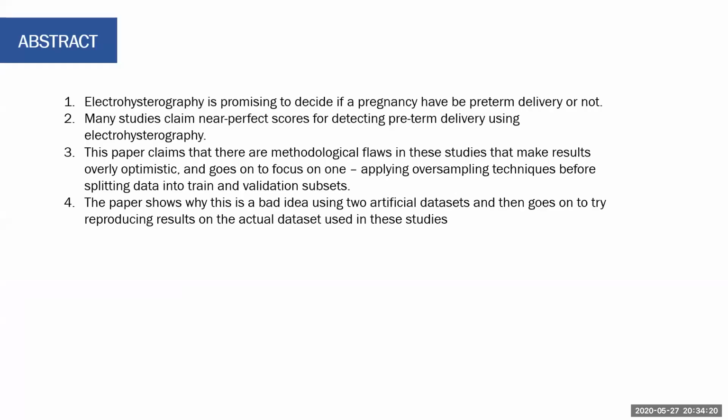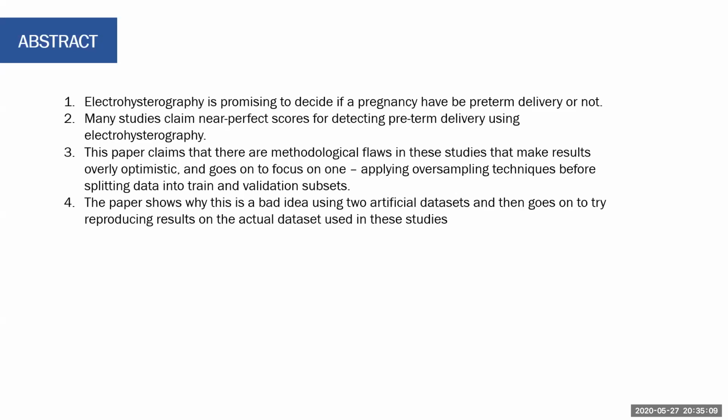Now, the abstract of the paper and the theme really is dealing with pregnancy studies, particularly the electrohysterography technique, which helps doctors determine whether a pregnancy is going to be preterm or not. And the thing about preterm pregnancies is that there is danger for the fetus involved if the delivery is preterm. Now, a lot of machine learning studies that have done research on using electrohysterography have reported very good results, near perfect results. And we'll go on to see that most of the results are in the high 90%.